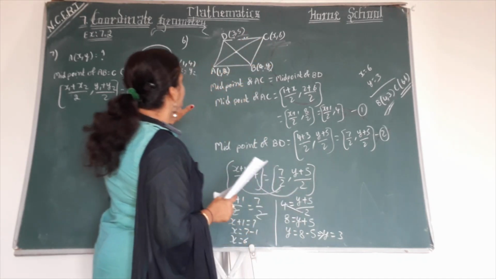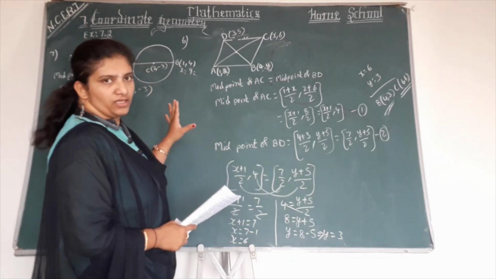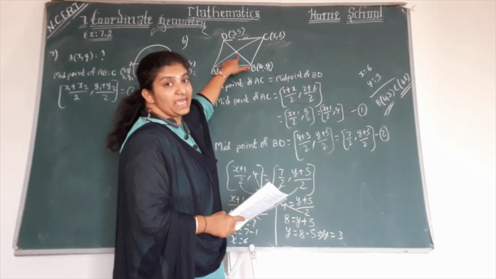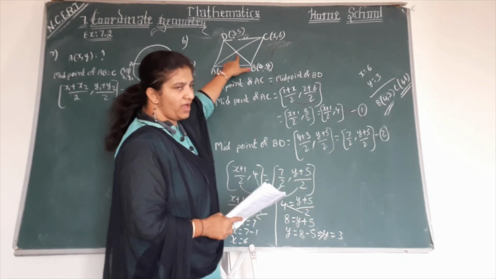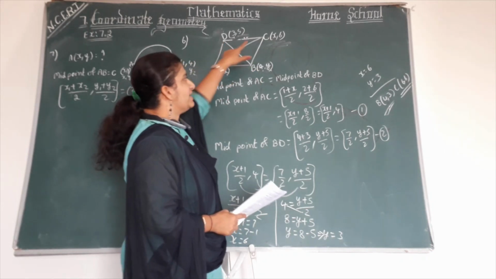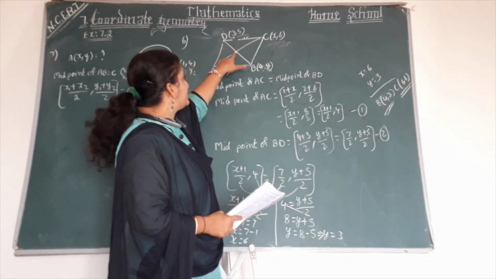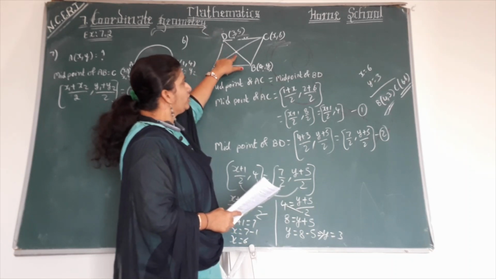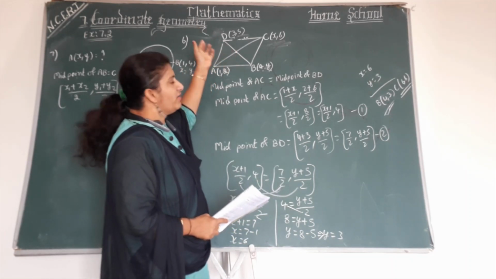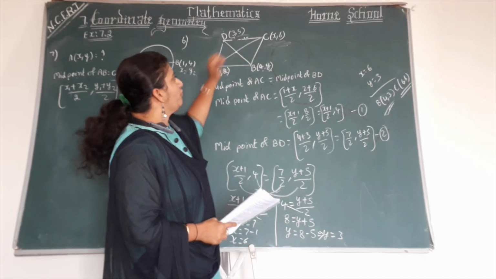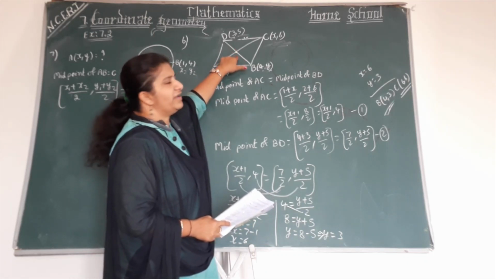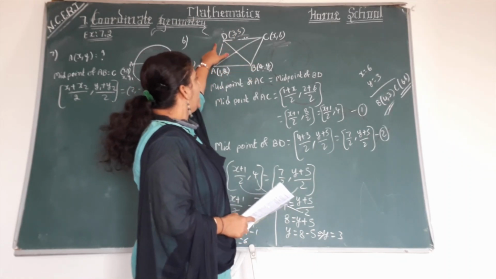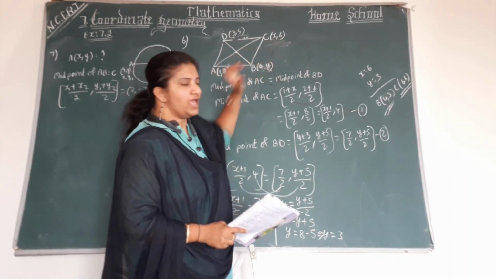So just have a look at it. It is a parallelogram. The diagonals bisect each other at the same point. How many diagonals do you have here? BD and AC. BD and AC bisect at this point. If you are able to find this point, you can find it. Okay, how do you find this? What is this point? Where is it? It is the midpoint of BD, and midpoint of AC.